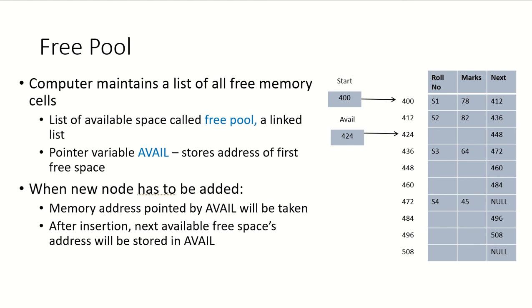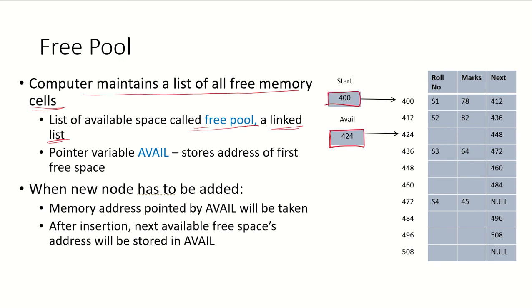So the computer system maintains a list of all free memory cells. And this list of available space is called the free pool, and this can also be maintained as a linked list. So we have a list of all the available space that is there, which is free.